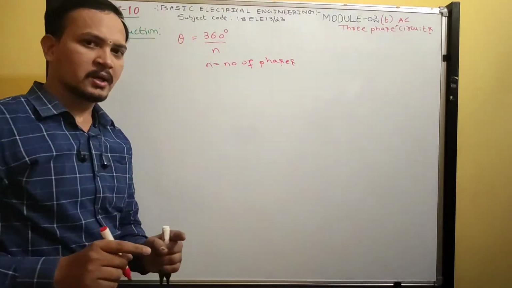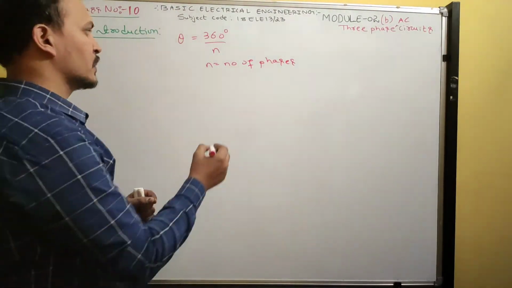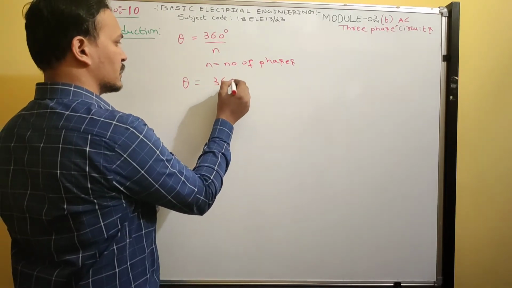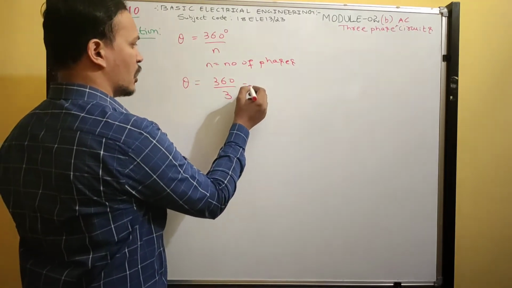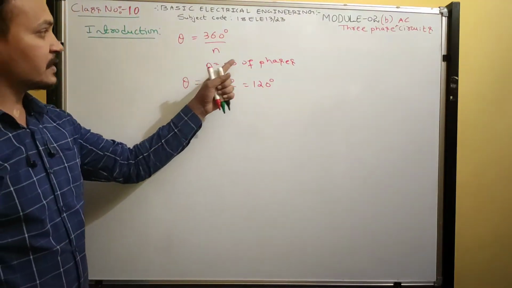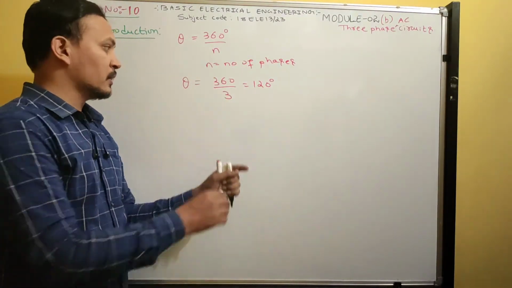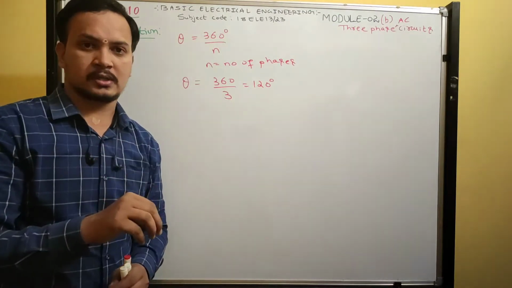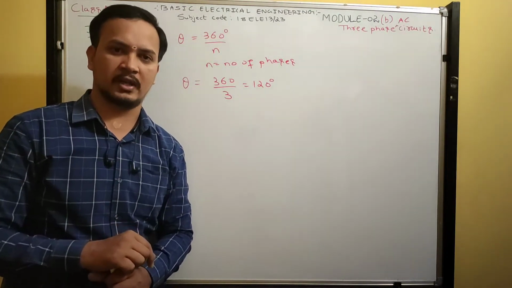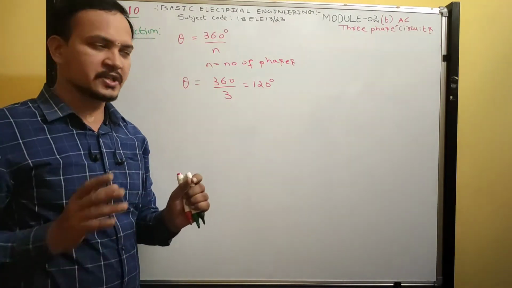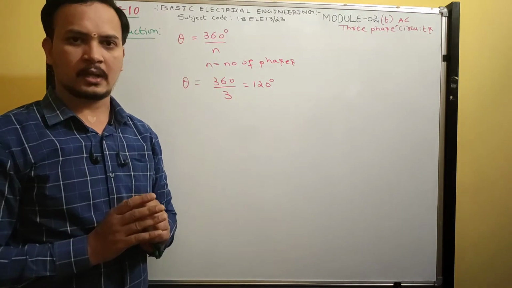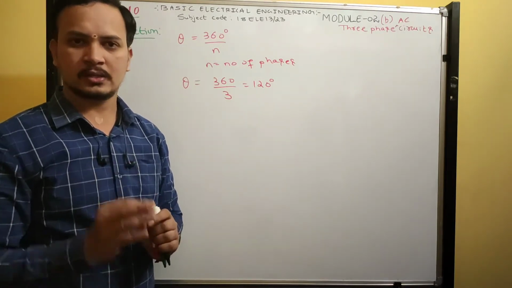For example, if it is a 3-phase supply system, you take n equal to 3. Therefore, 360 degrees divided by 3, how much will you get? 120 degrees. So for a 3-phase supply system, there are 3 phase voltages, all having constant magnitude and frequency, and displaced by 120 degrees with respect to each other. That is called a 3-phase supply system.